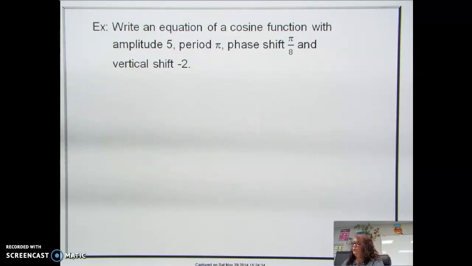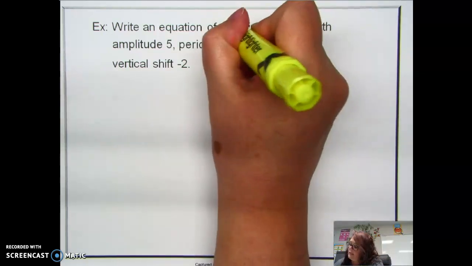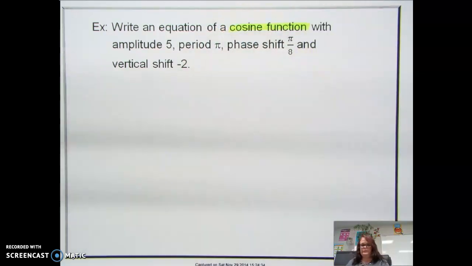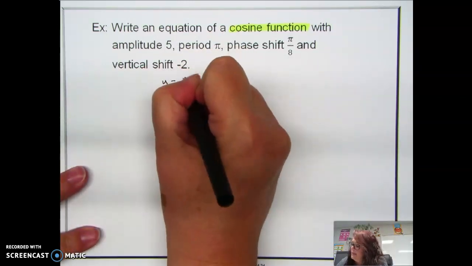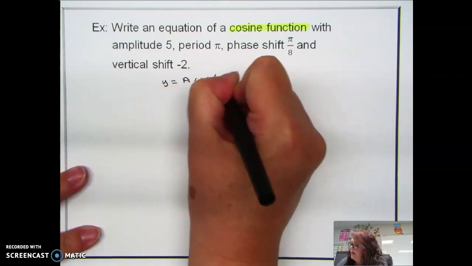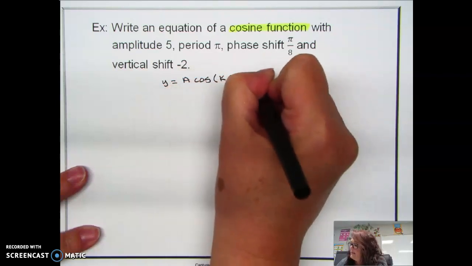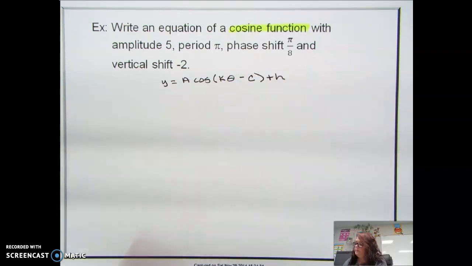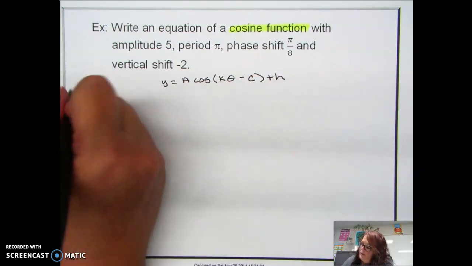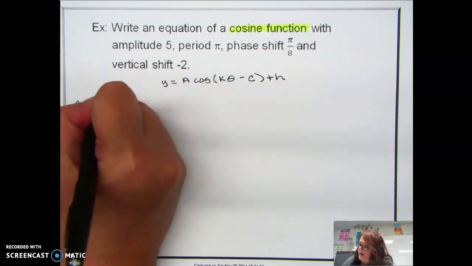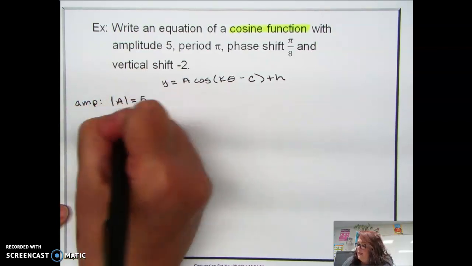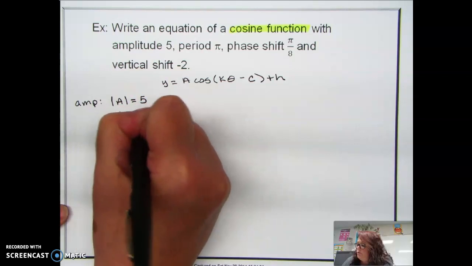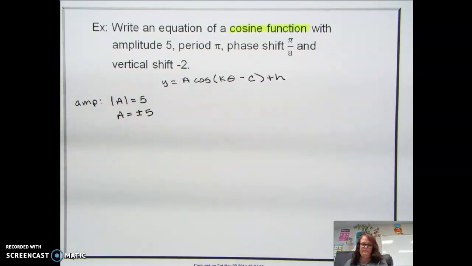So in our question, they're telling us that we have a cosine function. So that means that our equation is going to be y is equal to A times the cosine of k theta minus c plus h. So they told us our amplitude is equal to 5. So the amplitude is the absolute value of A. So that means A is equal to plus or minus 5.